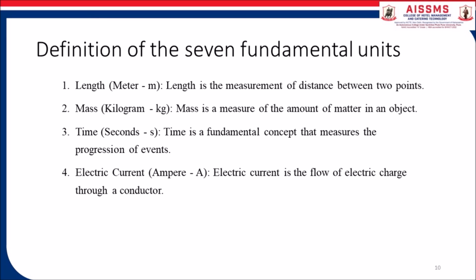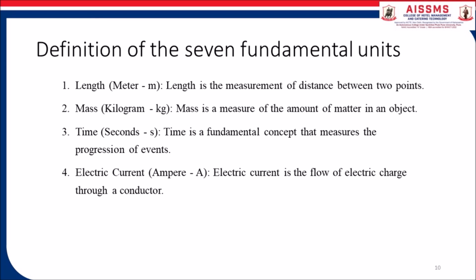The fourth one is electric current, which has an SI unit of ampere with a symbol A. Electric current is the flow of electric charge through a conductor. It is fundamental to understanding electricity and magnetism and plays a crucial role in electronics and electrical engineering.